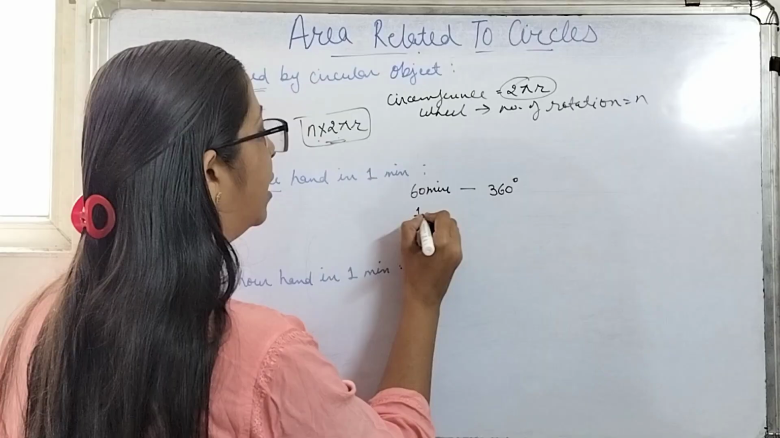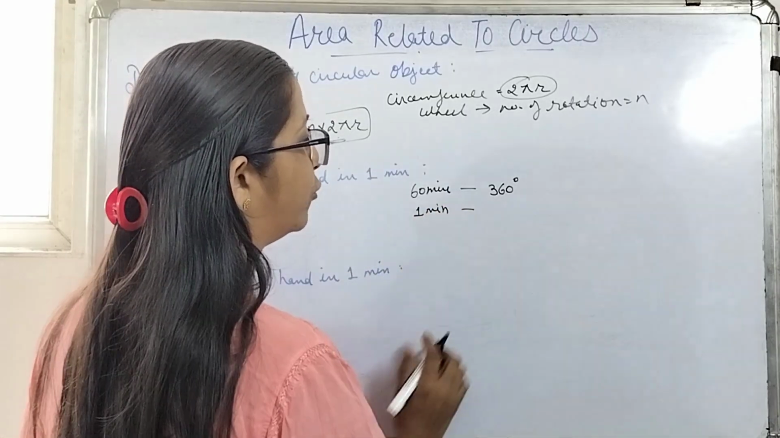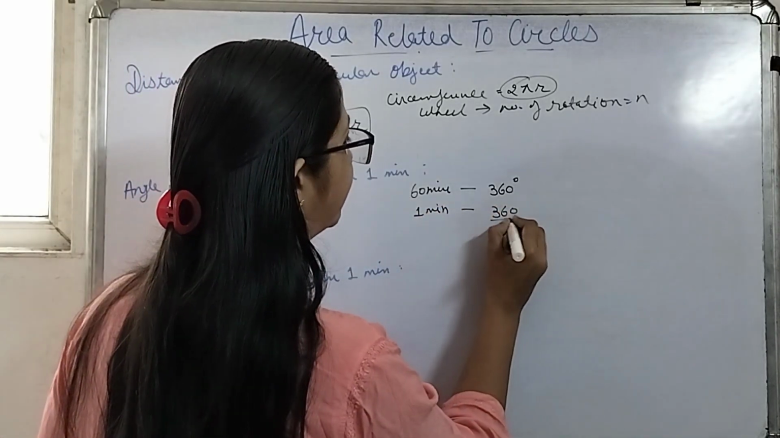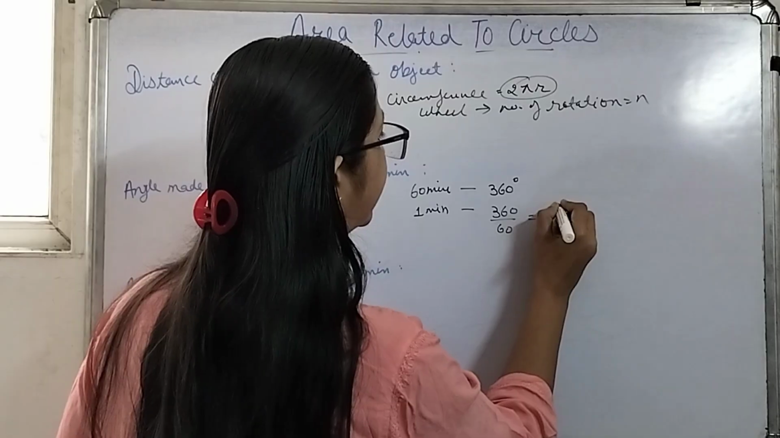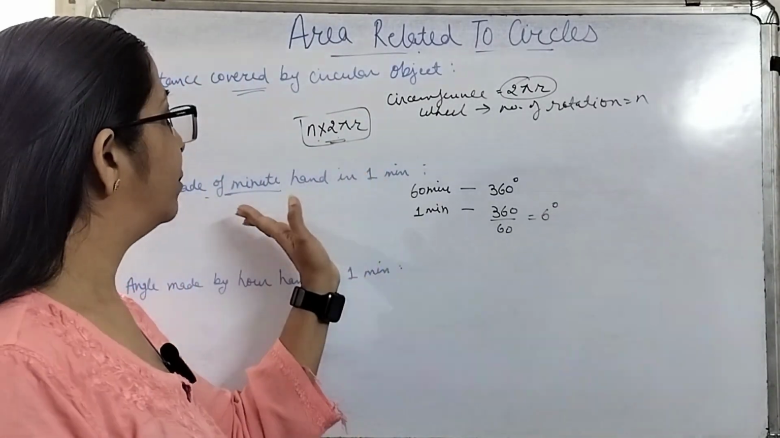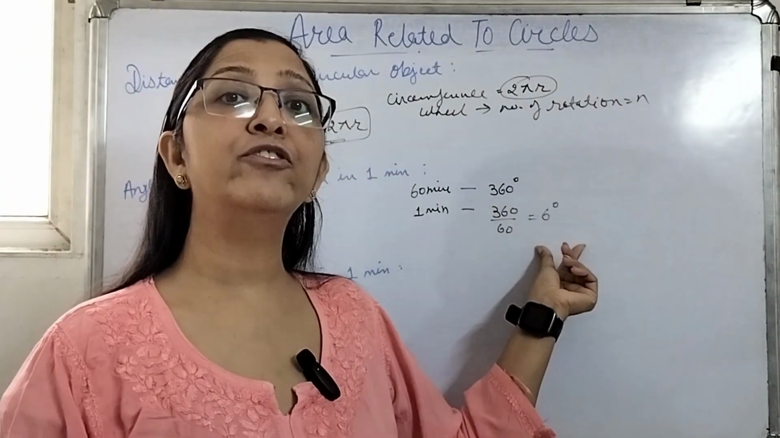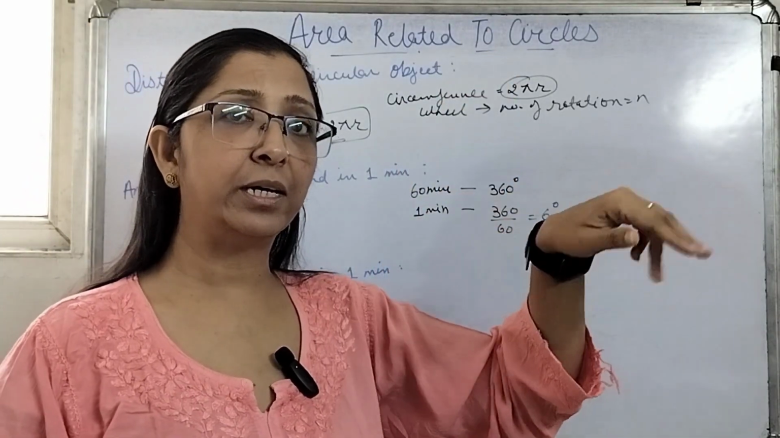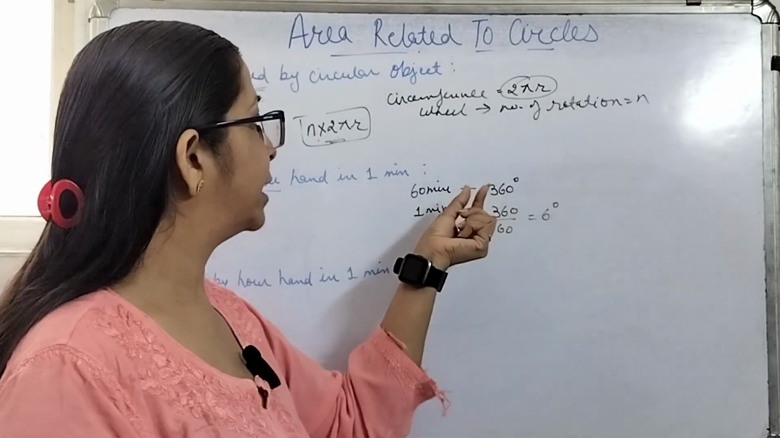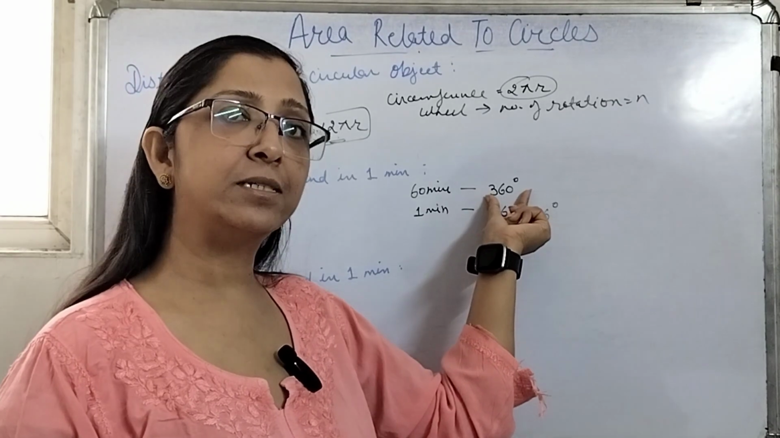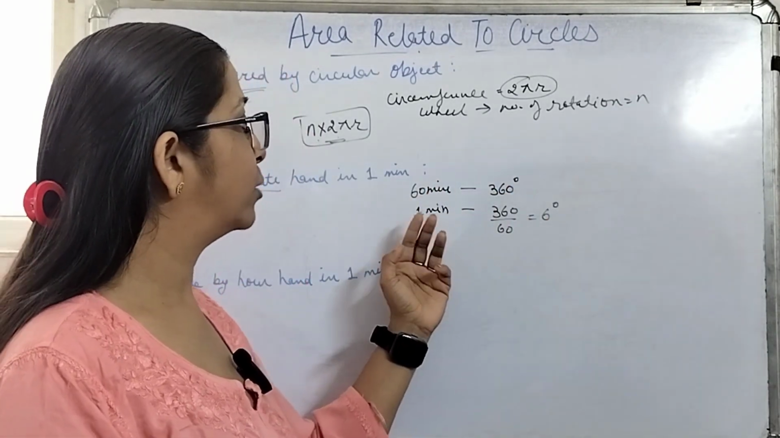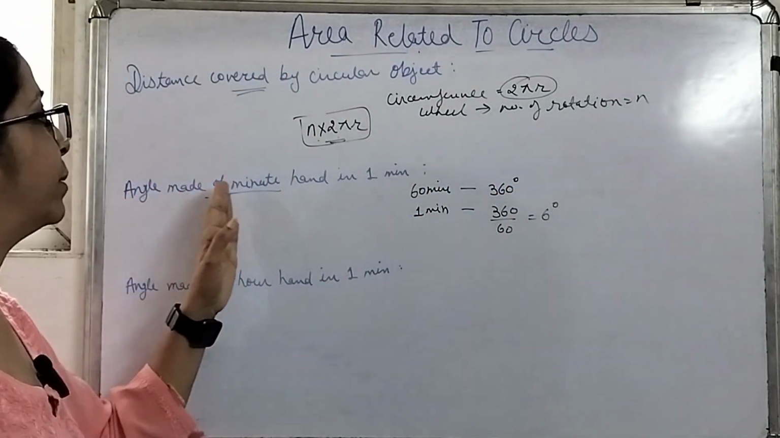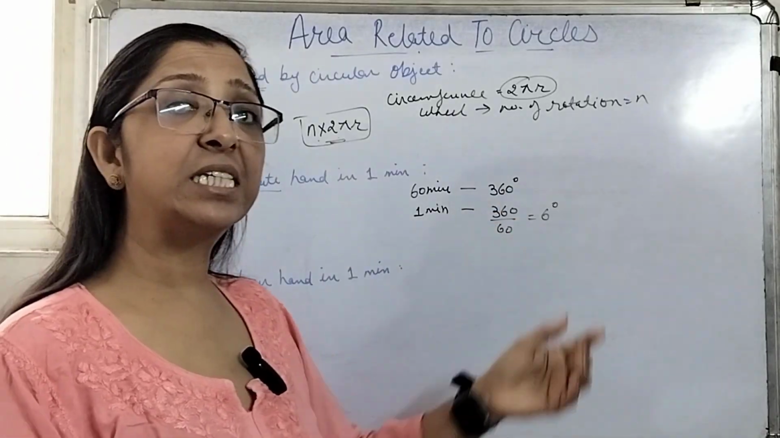So in 1 minute, how many degrees will the angle be? That will be 360 divided by 60, or we can say in 1 minute the minute hand makes an angle of 6 degrees. Because in 60 minutes, or in 1 hour, it completes the whole round, that means it covers an angle of 360 degrees. So in 1 minute the angle made by the minute hand will be 6 degrees.